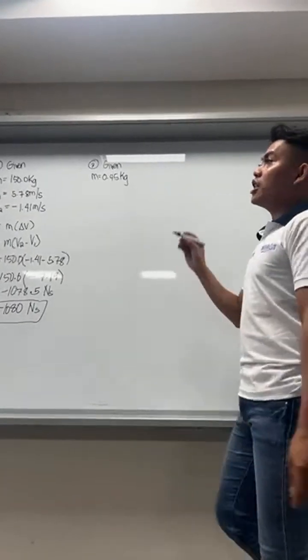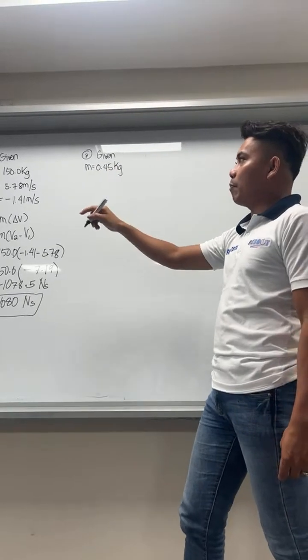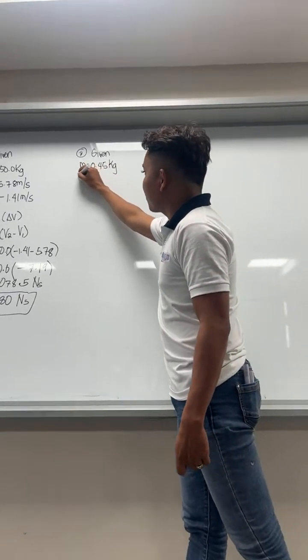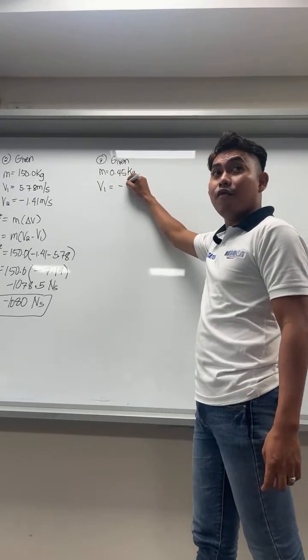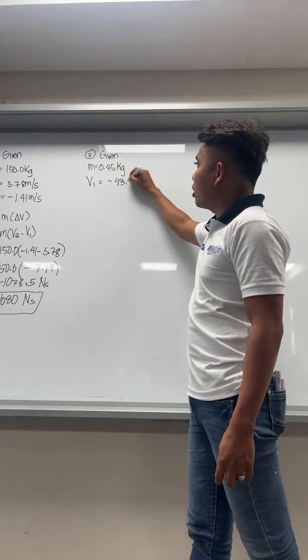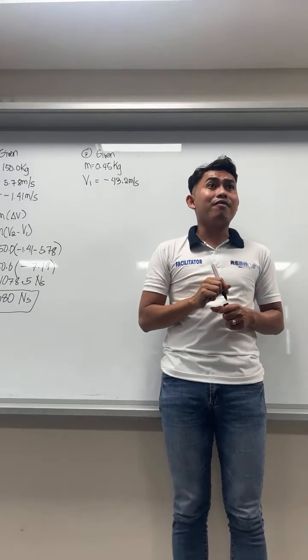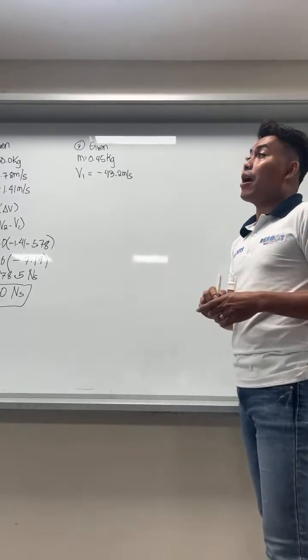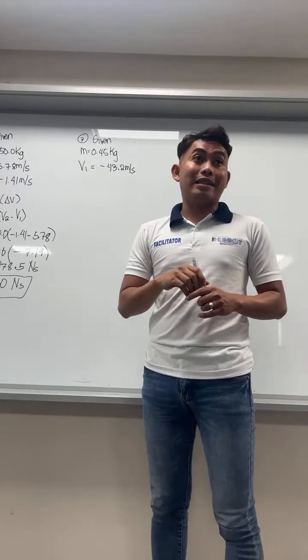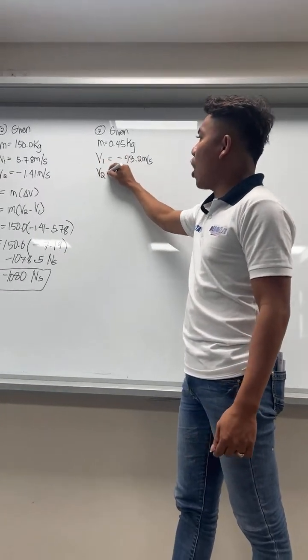Okay. So it is moving in a straight path to the west at 43.2. That is your initial velocity, which is negative 43.2 meter per second. Sir, bakit negative? Sa left siya. Very good. The direction is to the west. How about your final velocity, which is the V2?